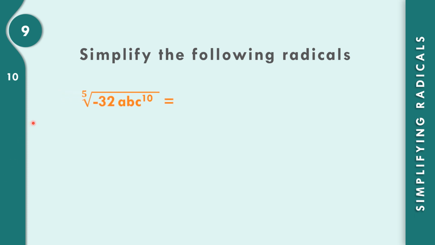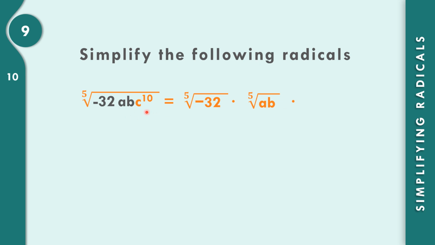How about number 5? Fifth root of negative 32, ab c to the 10 power. Fifth root of negative 32 is the perfect fifth root. So let us copy fifth root of negative 32. How about the fifth root of a? As you can see, the exponent is 1 and the index is 5. So sobra na yung fifth root of a. Also with b, the exponent of b is 1, the index is 5. So copy the fifth root of a and then b.